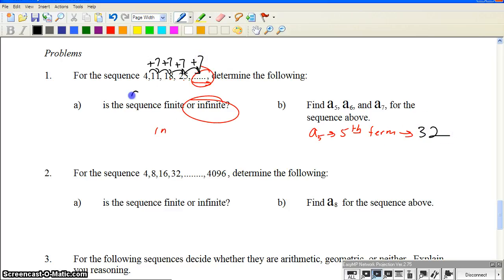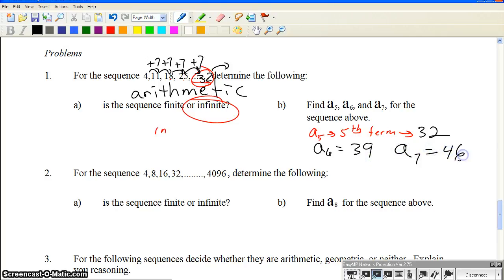Okay. Since it's adding 7 each time, we know that it's an arithmetic sequence. It's an infinite arithmetic sequence. So a sub 6, the next term, the 6th term, which would be 7 more, would be 39. And the 7th term, 7 more, would be 46. Right?